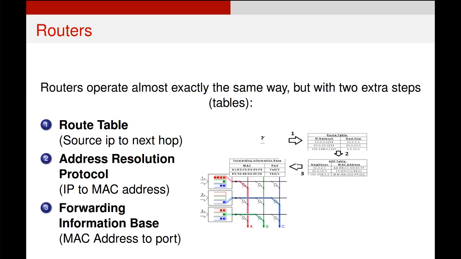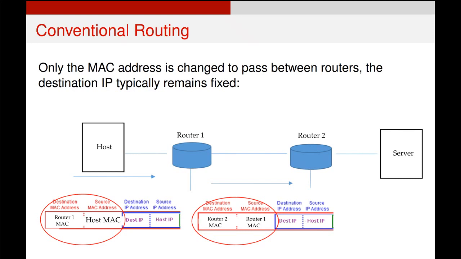So if a router receives a packet of information for a device on its network, it will use the route table to identify that that traffic is destined for a network that it is on. Then it will look up in its address resolution protocol table which MAC address, which specific machine on its network, that traffic is for, and it will use the forwarding information base table to know which port to send that information out on. That process is why routers are slower than switches, because they have to look up a great number more things.